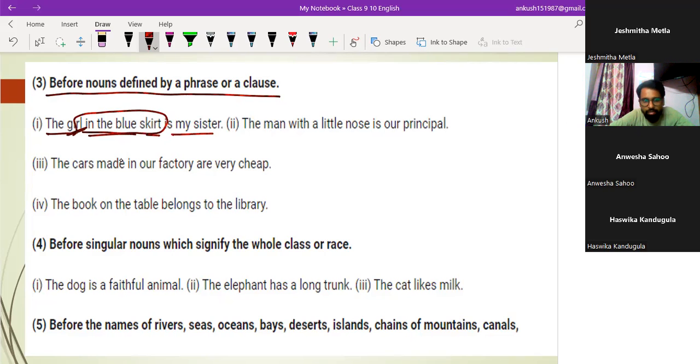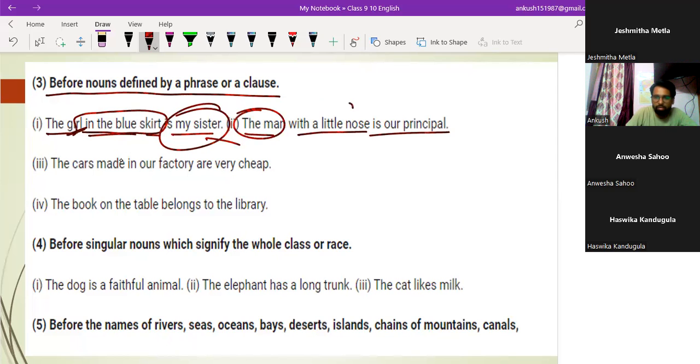Are you getting my point? Yes, sir. Who is in the blue skirt? The girl. And she is my sister. Here a possessive determiner is also used: my sister. The man with the little nose is our principal. The man. Now, this phrase is used for the man who is our principal.